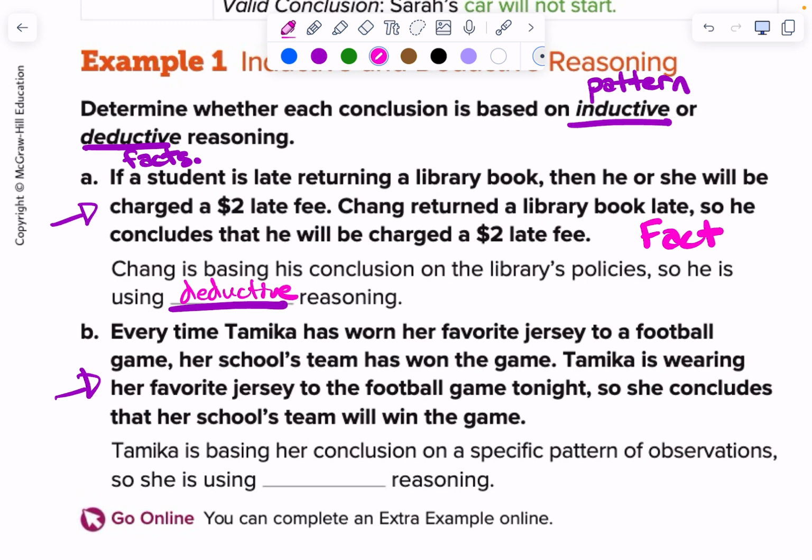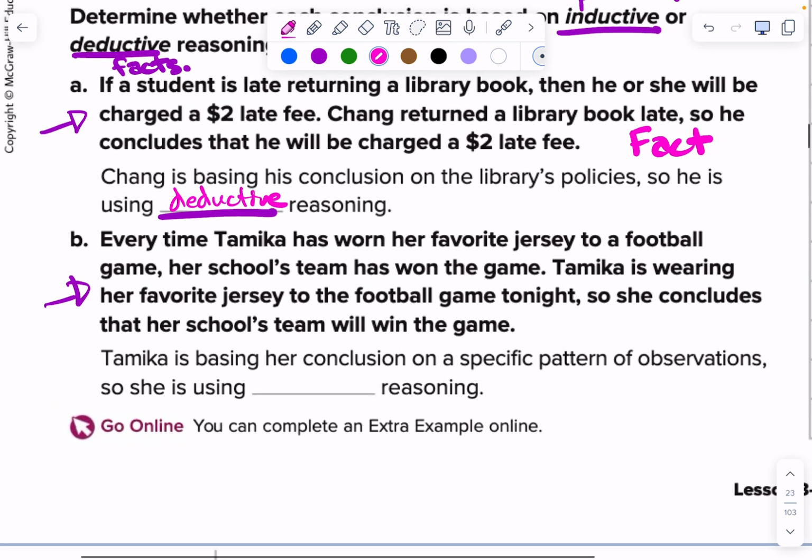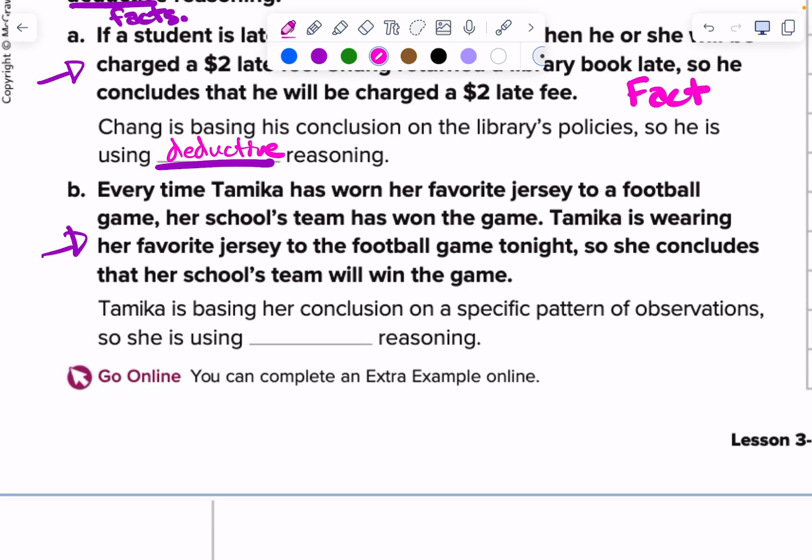Deductive reasoning. Got it? On the homework, can we just write D? I don't care. That's fine. Every time Tamika has worn her favorite jersey to a football game, her school team has won. Fact or pattern? It's pattern. Isn't this like correlation and causation? Kind of, yeah. Correlation and causation. Look at you go. Every time Tamika has worn her favorite jersey, her team has won the game. She is wearing her favorite jersey, so she concludes that they will win the game. Inductive or deductive? Inductive. That is wishful thinking.